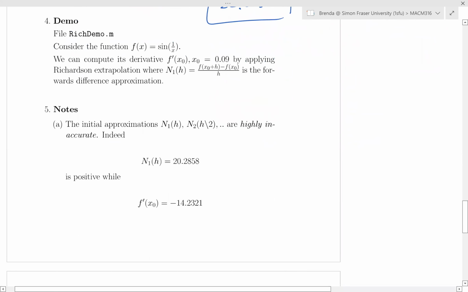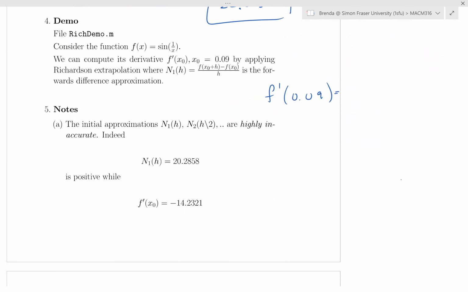You can run the program and see this, but you'll see that the actual answer. Where's the actual answer? Here, I'll put the actual answer. F prime at 0.09 is minus 14.2321. So now we start our numeric differentiation procedure, and really it is the pitch, right? Our first approximation to something that is minus 14 is 20.